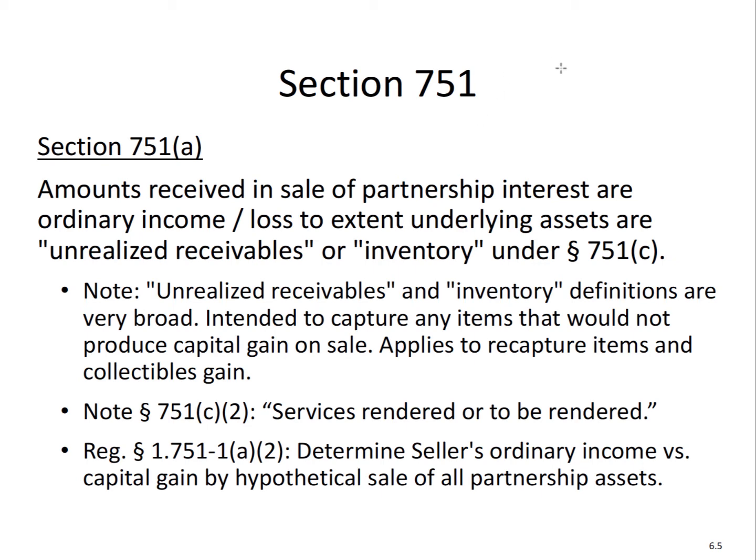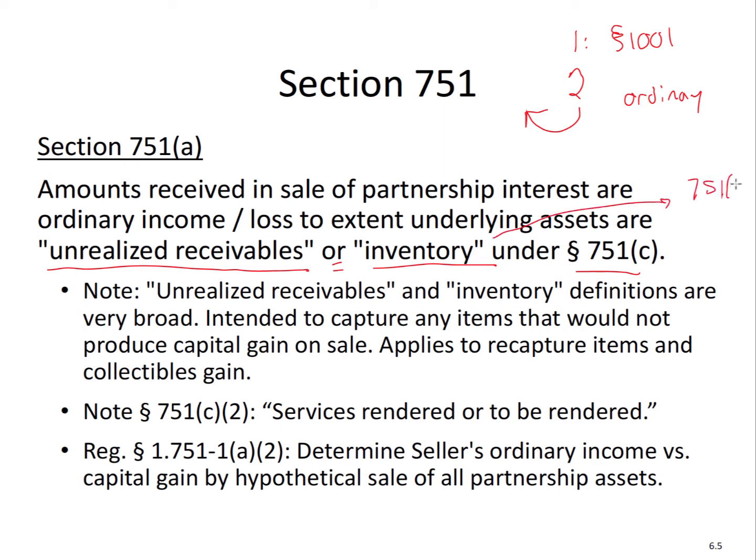So section 751. Step one, which we just talked about, is just to calculate the section 1001, and you know how to do that: amount realized minus adjusted basis. Again, you include any relief of debt in the amount realized. Now step two, we're talking about what portion is with respect to the ordinary items, the ordinary gain or loss. Section 751(a) says amounts received in the sale of partnership interest are ordinary income or loss to the extent the underlying assets are unrealized receivables or inventory under 751(c). Now I want you to note that inventory for 751(a) purposes, which are sale or exchange of partnership interest, is all inventory. You're going to contrast that with the next topic on distributions, where it has to be substantially appreciated, which is 120% or greater. That's extremely important, just so you know.